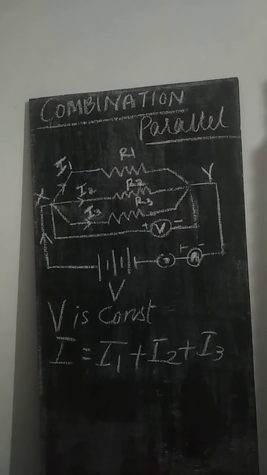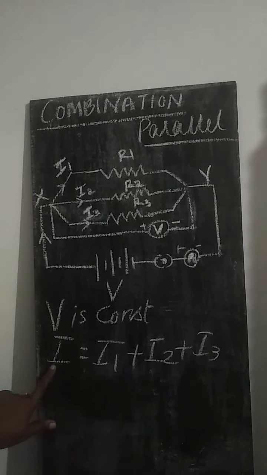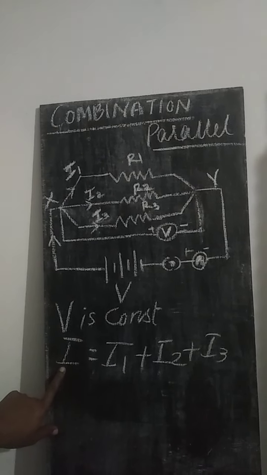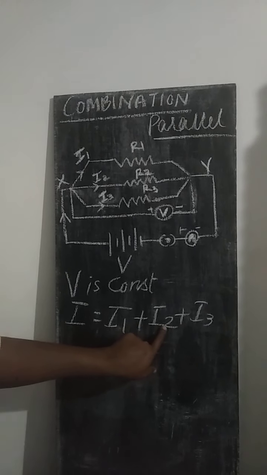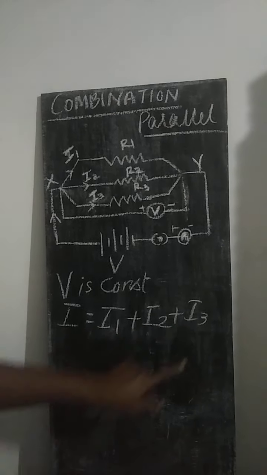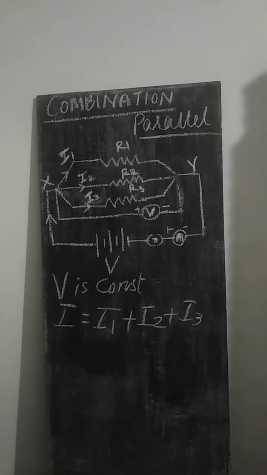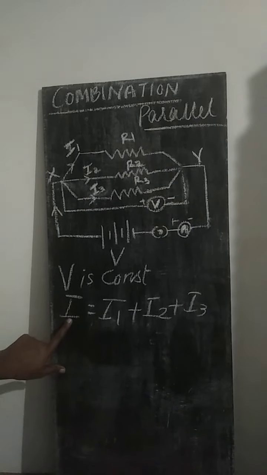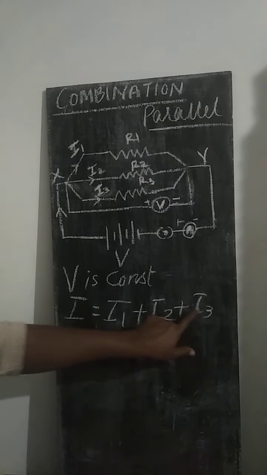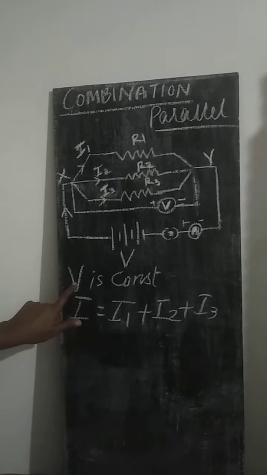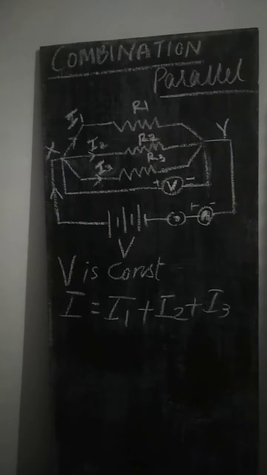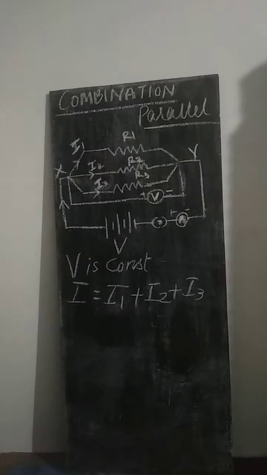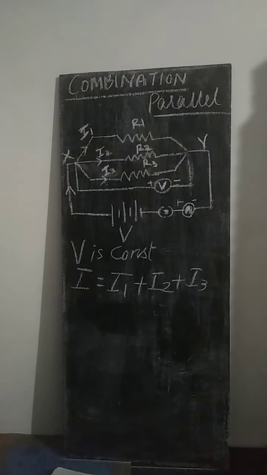In the parallel mode, I is not a constant. Total current through the circuit is equal to the current flowing through the first branch plus the current flowing through the second branch plus the current flowing through the third branch. This total current is equal to I1 plus I2 plus I3, and V is a constant. Clear? And now we are going to apply Ohm's law in all the branches.